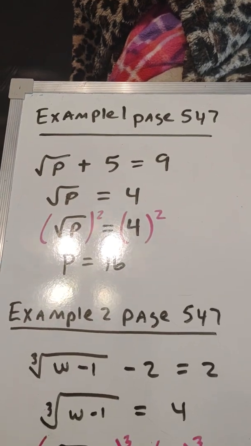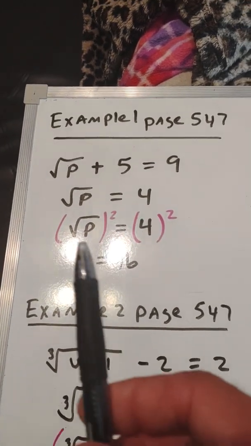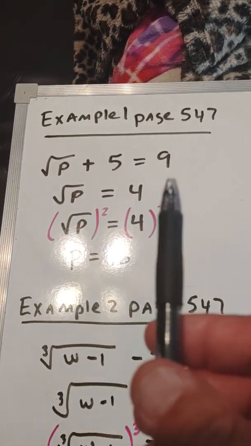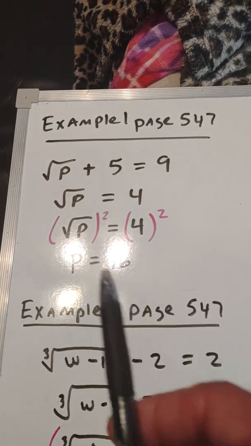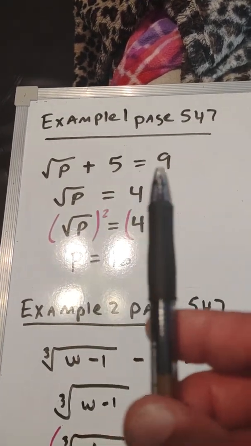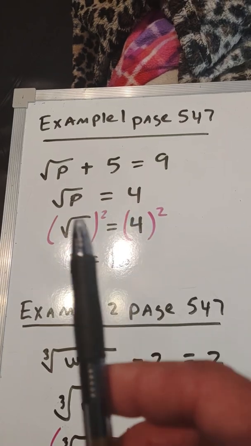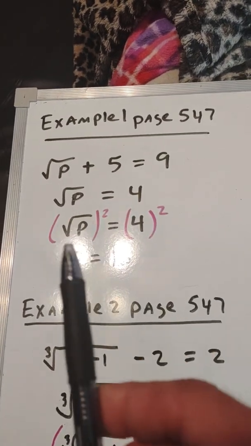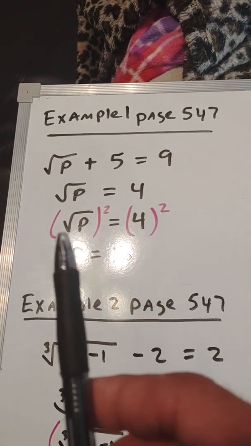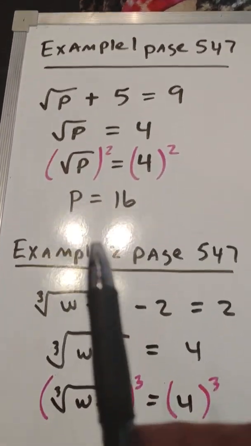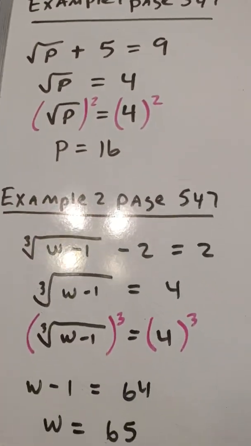Here's example 1, page 547. You can see that we have the square root of p plus 5 equals 9. We're going to just use algebra to solve. Subtract the 5 over. We get 4. Square both sides so we can get rid of the square root, and then it becomes just p equals 16.